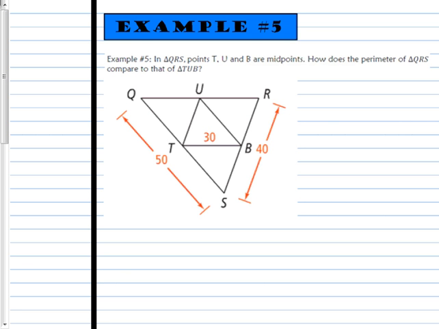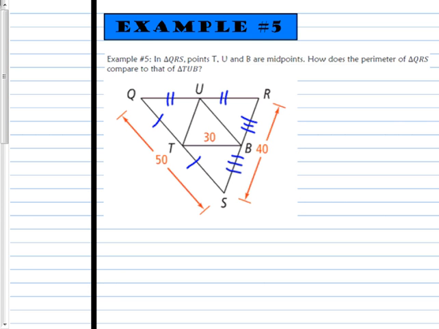Example 5. In triangle QRS, points T, U, and B are midpoints. So I'm going to go mark that. T is a midpoint, U is a midpoint, and B is a midpoint. How does the perimeter of QRS compare to that of triangle TUB? Well, let's look at what we already know. Can we find any triangle right away? Well, they don't give us the 3 sides of the inner or the outer quite yet. I know that QS is 50 and SR is 40.